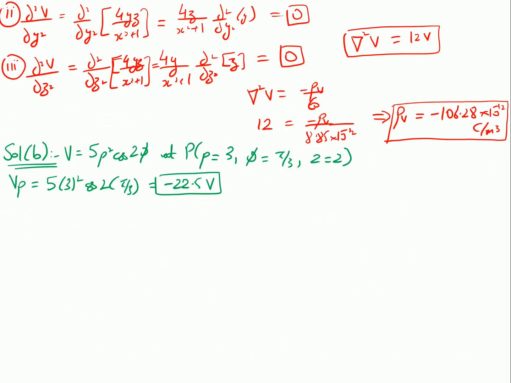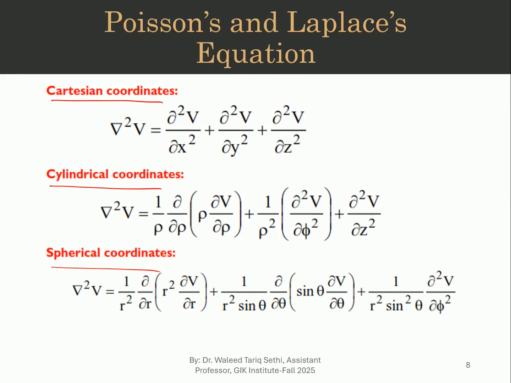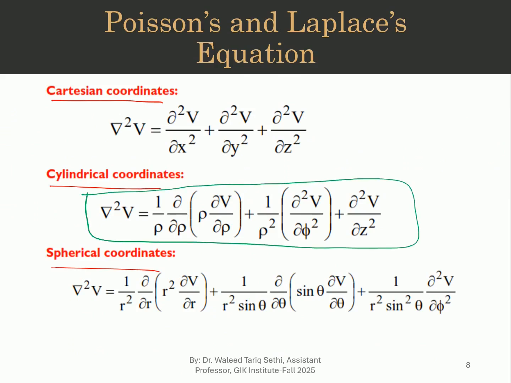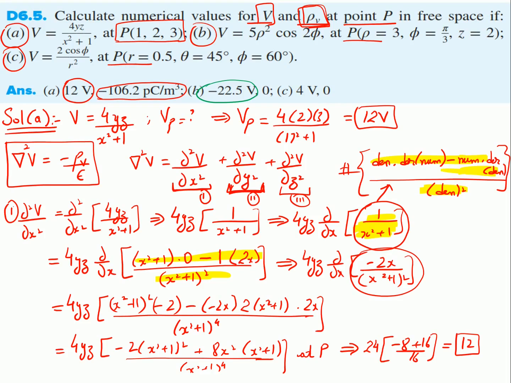Okay, now in the second part we need to find rho v. Again, using Poisson's equation, minus rho v by epsilon is our main equation to solve, which means we need to find del square v. In this case, del square v is for the cylindrical coordinates, so we have to use this complete equation to solve it. If you look at this equation, we can immediately see that this portion will be 0, because in the question we only have 2 phi and the rho value given, there is no z.